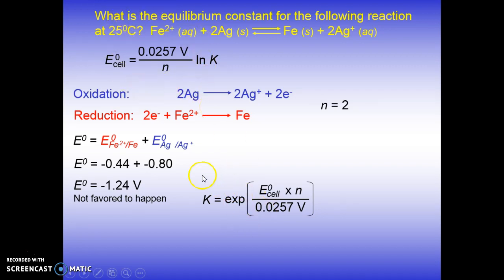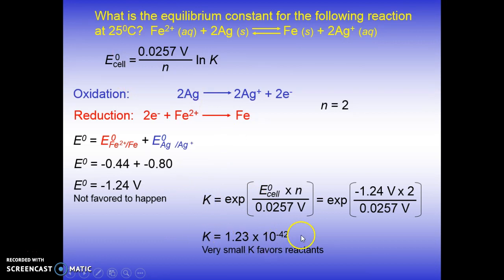But what's the equilibrium expression, or the equilibrium constant, going to be? Rearranging this equation and solving for K, we find out that K is 1.23 times 10 to the negative 42. Very, very small number means that the equilibrium constant is telling you that the reactants are being favored. So that supports that the voltage not being spontaneous as well.